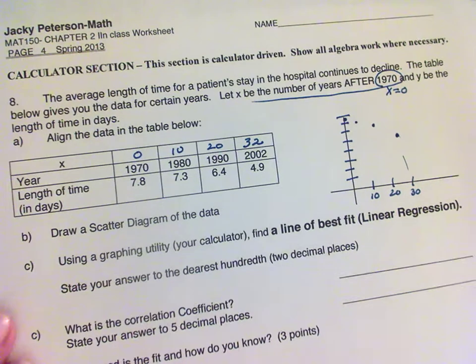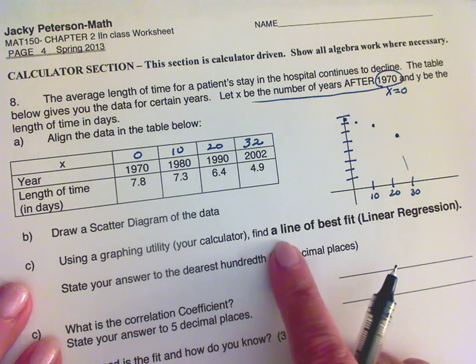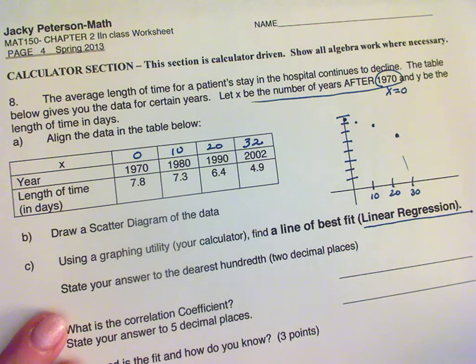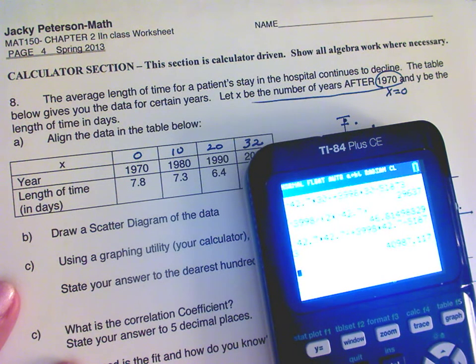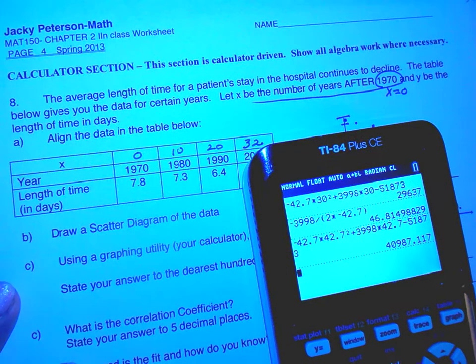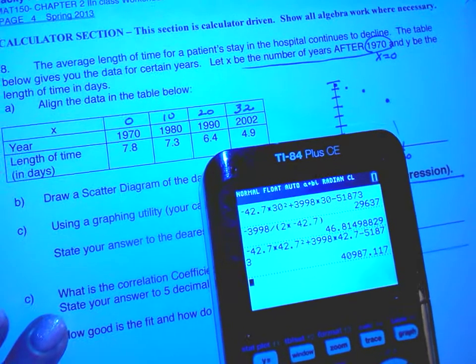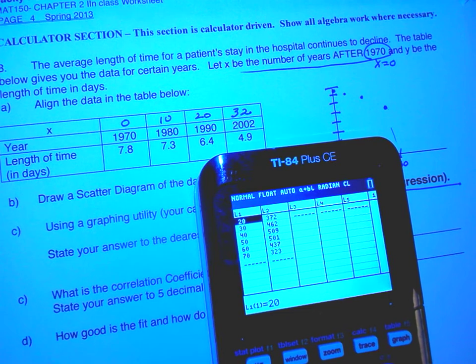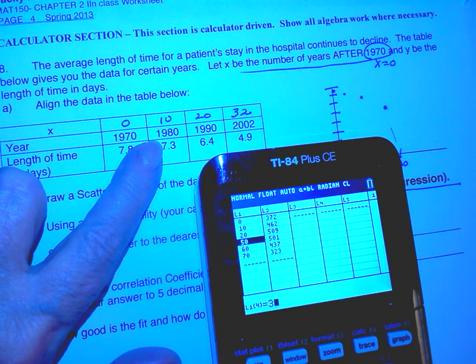Draw a scatter diagram using a graphing utility. So I'm going to do a linear regression of best fit. So here we go. First thing I want to do is to turn it on, and of course we can't see it, so let me change the lighting. And we're going to enter our data. So stat, edit. I've got stuff in there. So 0, 10, 20, 32.